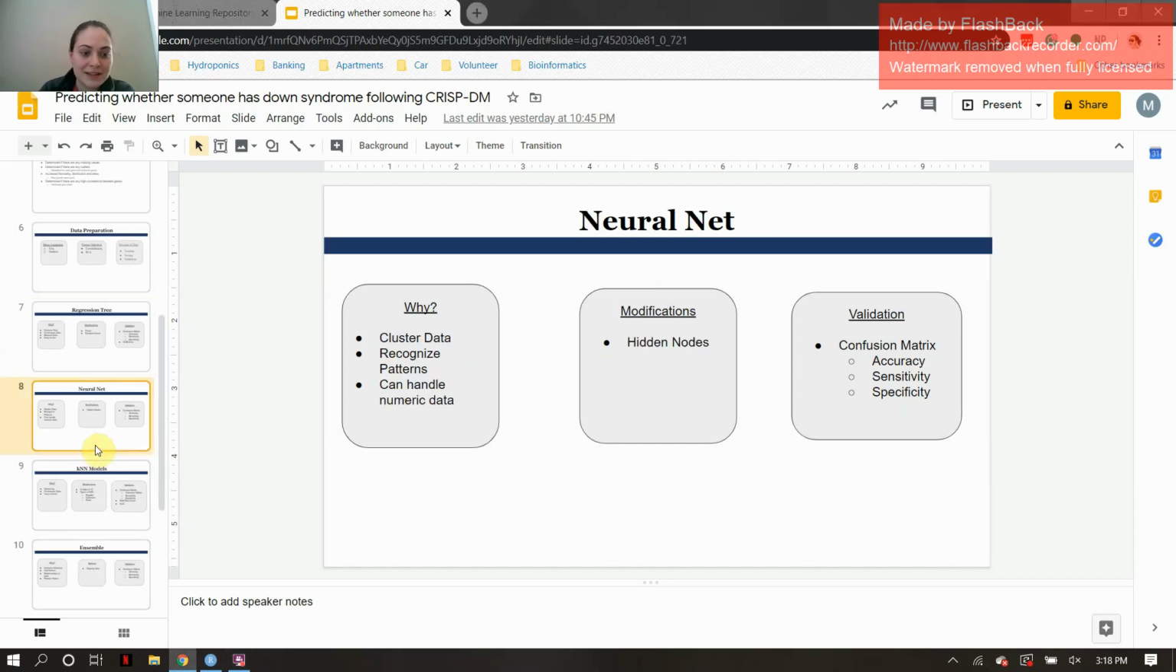The next one that I went down is my neural net. I wanted to cluster the data. I also wanted to do an unsupervised learner so that it could go in with very few assumptions on the data and see if it could recognize patterns. They also handle numeric data well. Modifications that were done to that one are the hidden nodes. Validating them, I did a confusion matrix.